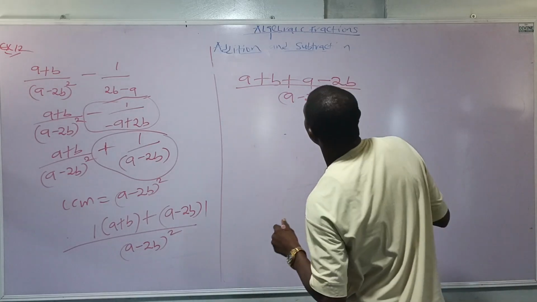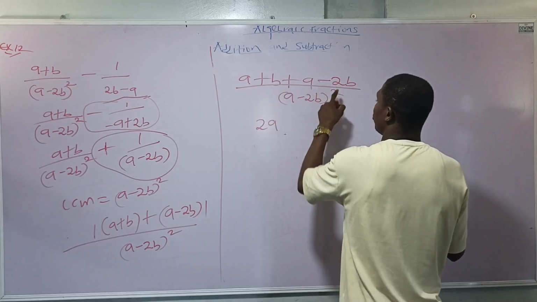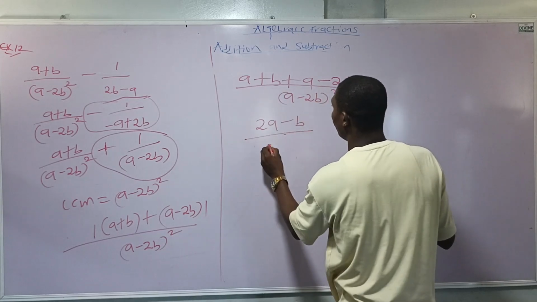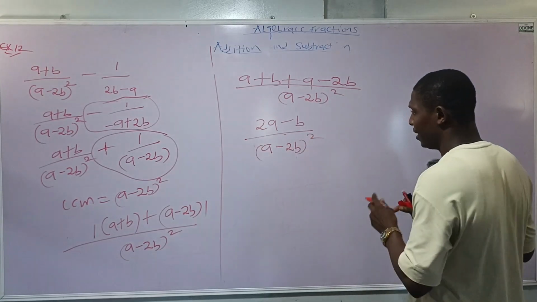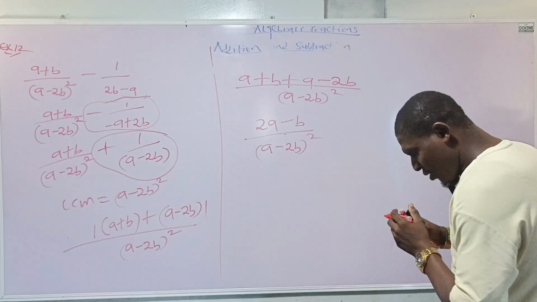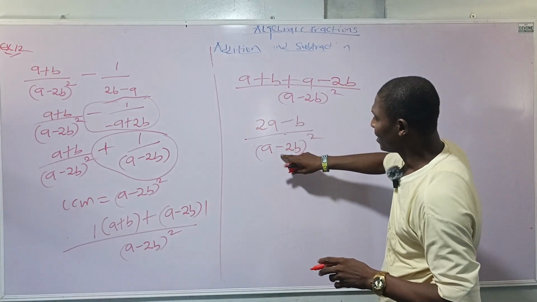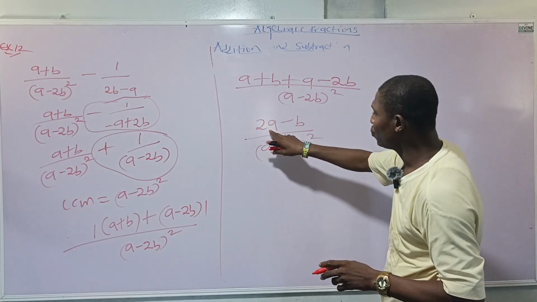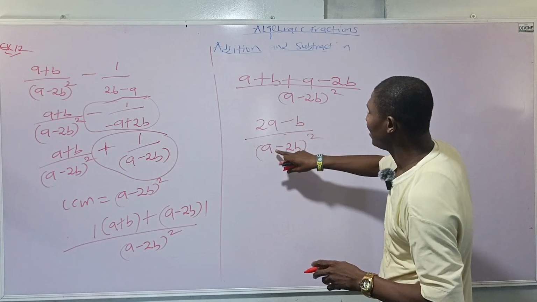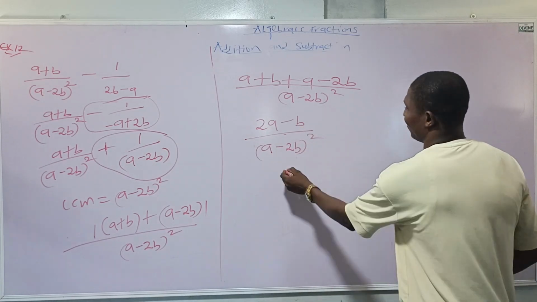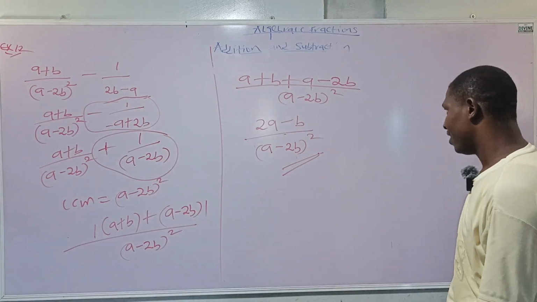And I'll have a plus a to give me 2a, plus b minus 2b will give me minus b, all over (a minus 2b) squared. Now, you will notice again that these two are alike. Here is positive 2a, this is negative 2a. And here is b, here is minus b. So there's nothing alike. And this is my final answer.